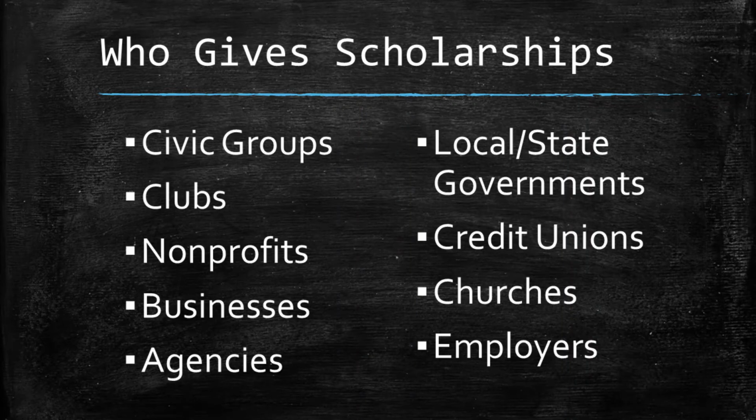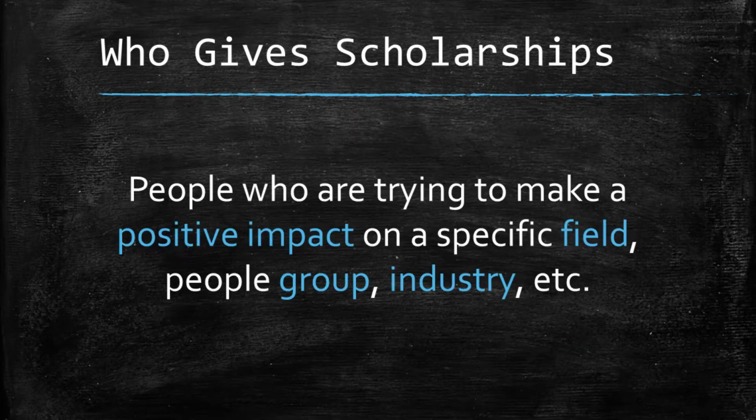So, let's talk a bit about who gives out scholarships, or who donors actually are. This list includes civic groups, clubs, nonprofits, local businesses and agencies, city and county government, credit unions, churches, and local employers. All of these organizations are structured pretty differently and all have different methods and means, but they also all have one thing in common. They're made up of people who are trying to make a positive impact on a specific field, people group, community, industry, etc. If they're offering a scholarship, they're looking for someone who cares about the same things that they care about.